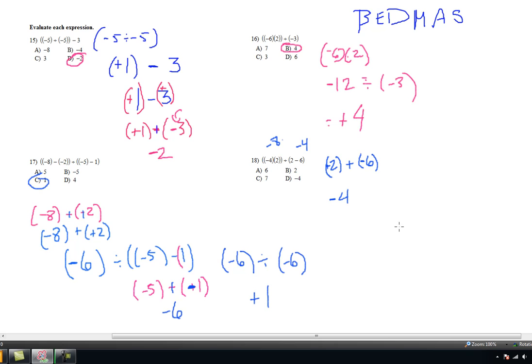So I'm going to rewrite what I have here. I have negative 8 divided by negative 4. Now let's work with just the numbers. 8 divided by 4 is 2. A negative divided by a negative is a positive. So my answer is just positive 2, which is right here.